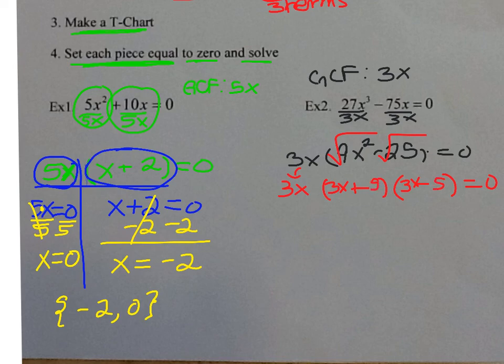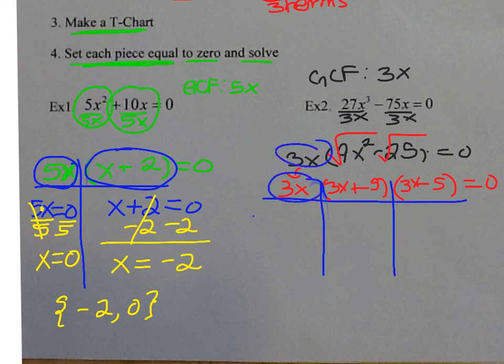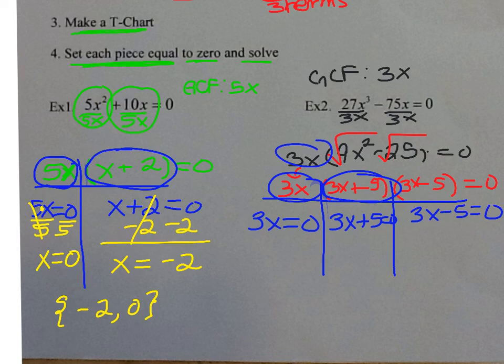All right, so now we're ready to make the t-chart. Now I'm going to actually have two t-charts. Sorry, keep hitting the highlighter. All right, so we're going to have two t-charts, because I have three factors, right? Remember, 3x is a factor. Set that equal to 0. 3x equals 0. 3x plus 5 is a factor. Set it equal to 0. 3x minus 5 is a factor. Set it equal to 0.